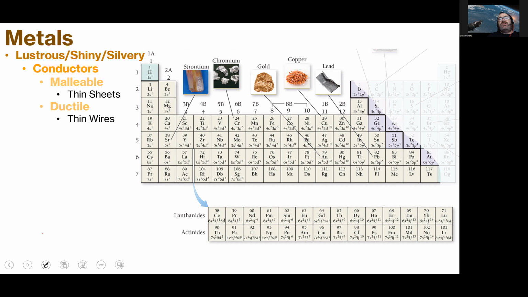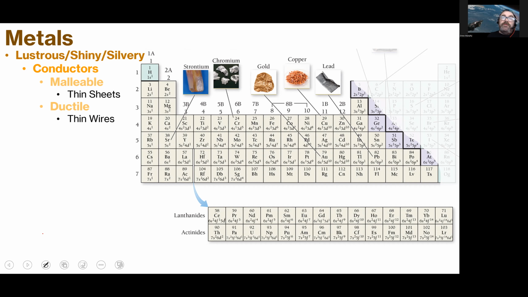They're lustrous, they're shiny, most of them are silvery. I bet you can think of two right off the top of your head that don't look silvery. They're conductors, both electrical conductors and thermal conductors, so electricity and heat. And they're both malleable and ductile, and these are probably terms that you may or may not be familiar with. Malleable has to do with, can you pound it out into thin sheets? Is it workable like this? Metals are malleable, so they can be pounded into thin sheets.